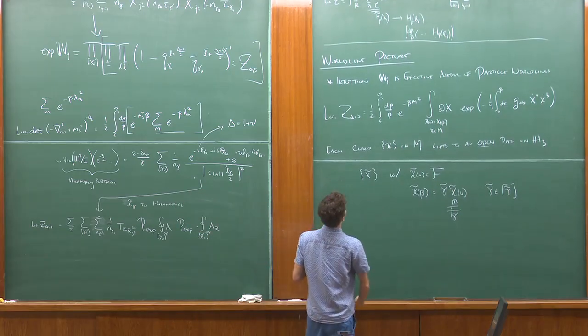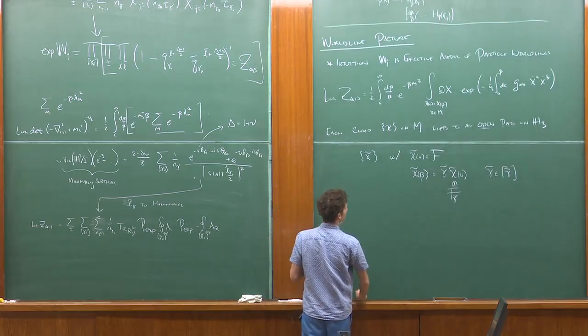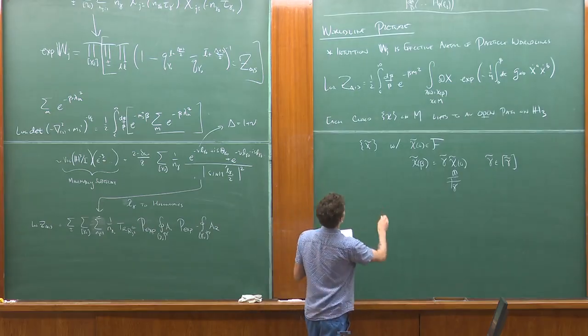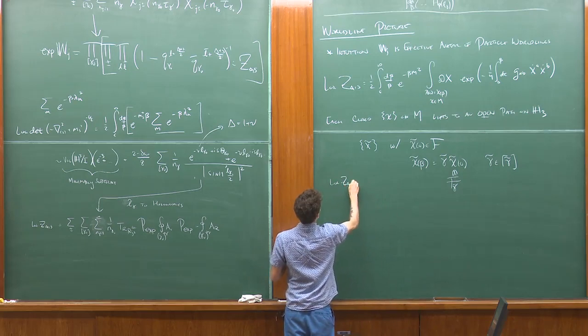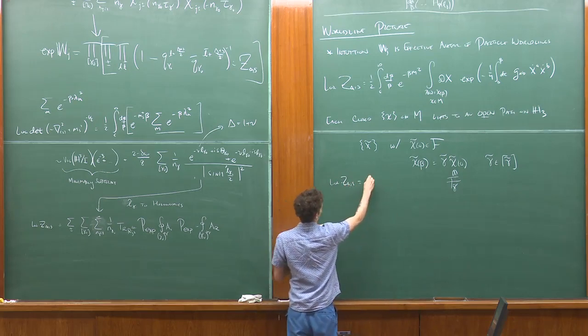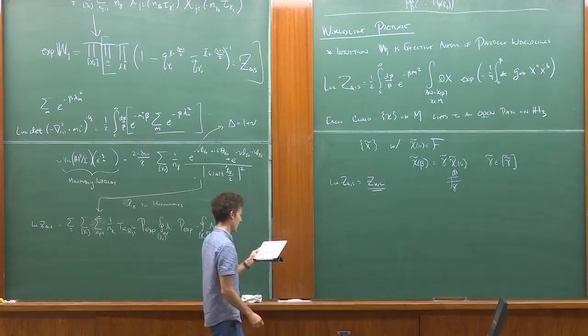So far so good. I'm a bit annoyed at myself for jumping back and forth, but this log Z of the one-loop determinant is an entire worldline path integral, so I'm going to write Z WL here.